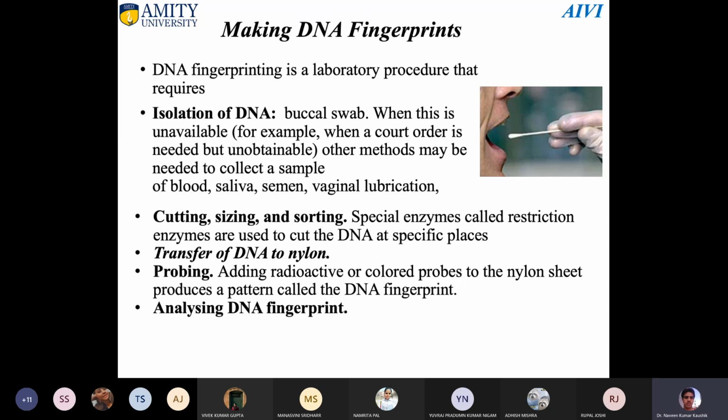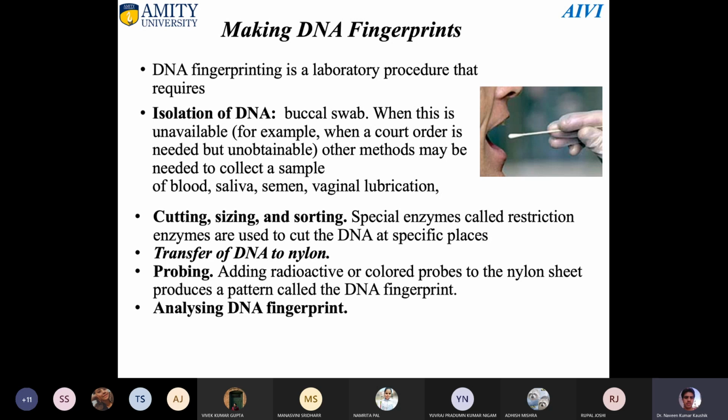Okay, so this is what came out. The next thing is how to get the DNA fingerprint, how you can generate your DNA fingerprint. First, you need a sample, and the sample must contain DNA. You need a source of DNA. If you do not have a source of DNA, then you can't get a DNA fingerprint or a DNA profile.